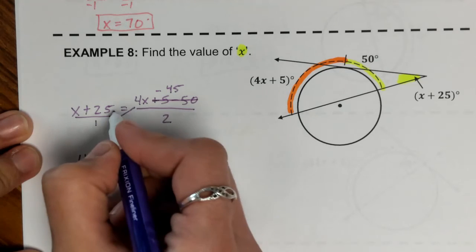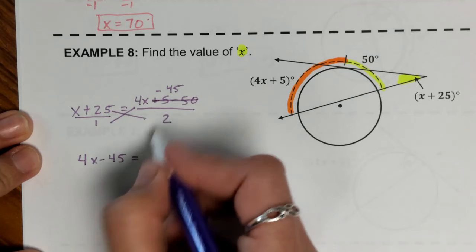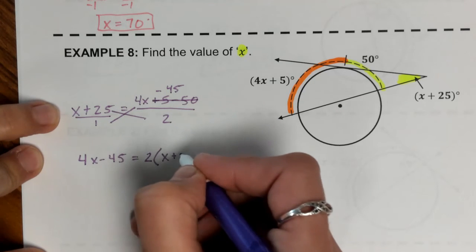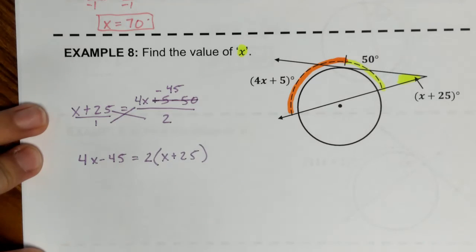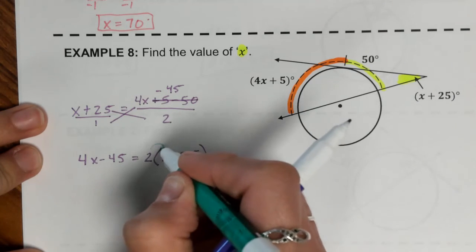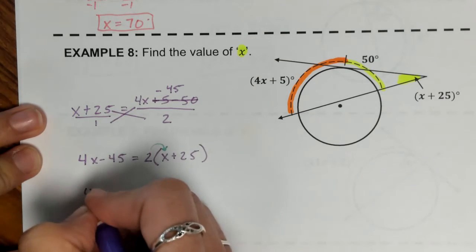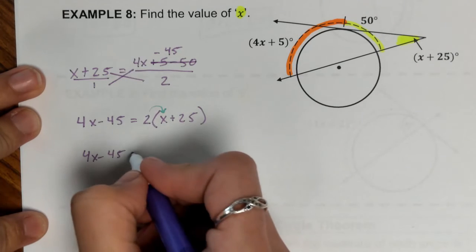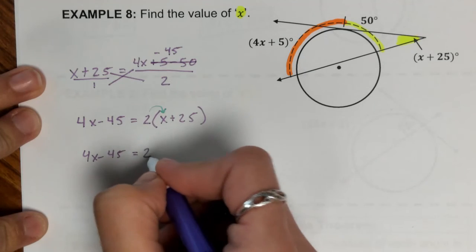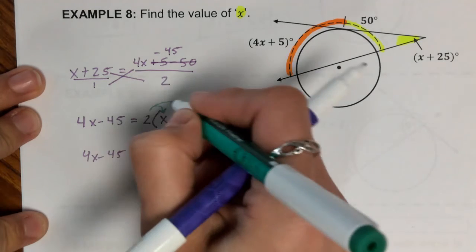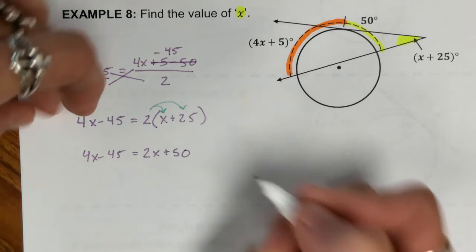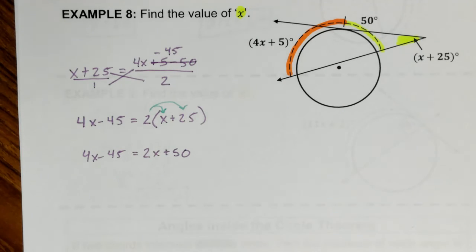This will be equal to, we're going to have to do some distribution. Remember that whole number is outside. The algebraic expression goes inside, x plus 25. So let's do our distribution here. We have 4x minus 45 is equal to 2 times x is 2x, and then 2 times your positive 25 gives you a positive 50. So now we just need to move our variables to one side, constants to the other, and complete the solving.